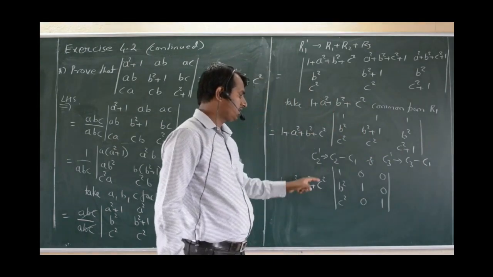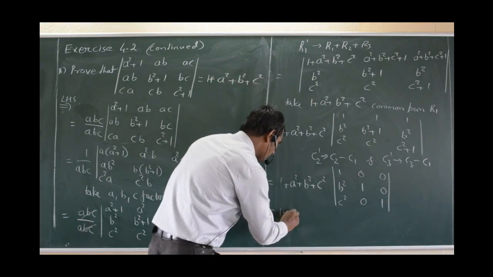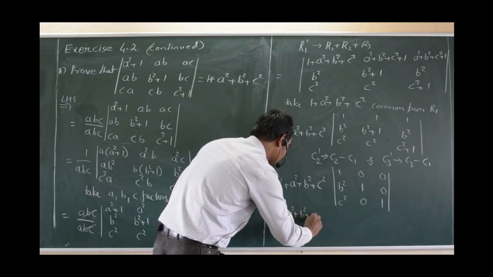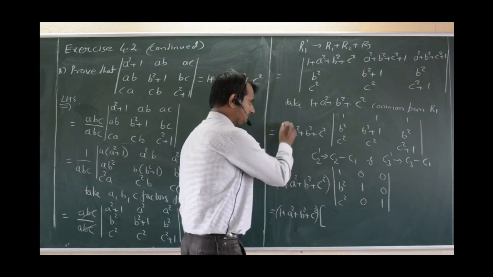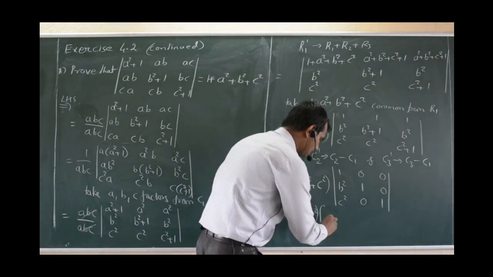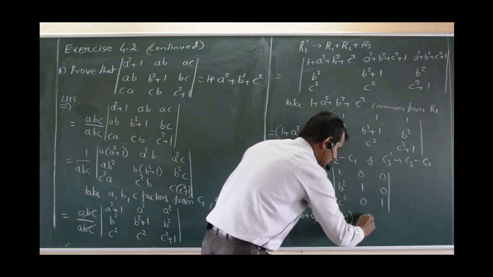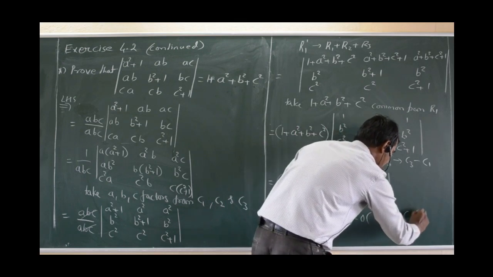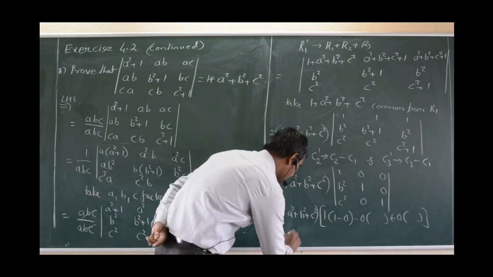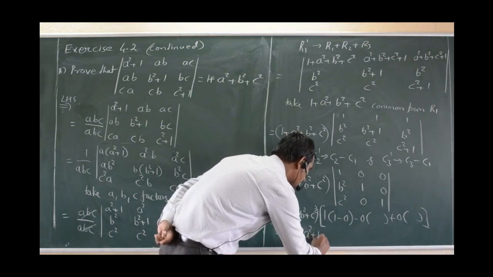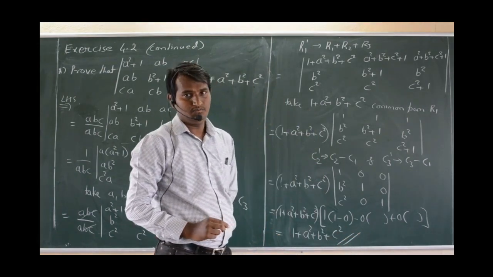Now you can expand along R1. What we get is 1 plus a square plus b square plus c square in the bracket, times 1 into (1 minus 0), minus 0 into something, we need not substitute, plus 0 into something. Now 1 into 1, the value is 1, so the whole thing gives 1 plus a square plus b square plus c square. That is your required proof for 4 marks.